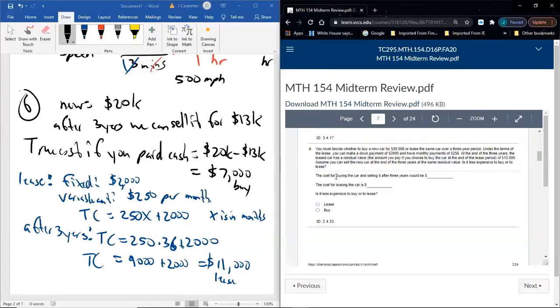So what's the point of this? The cost of buying the car and selling it 3 years later, that was the $7,000. Again, yes, we paid 20 initially, but we got 13 of it back after 3 years. So the true cost to have owned that car for 3 years and then get rid of it is $7,000.